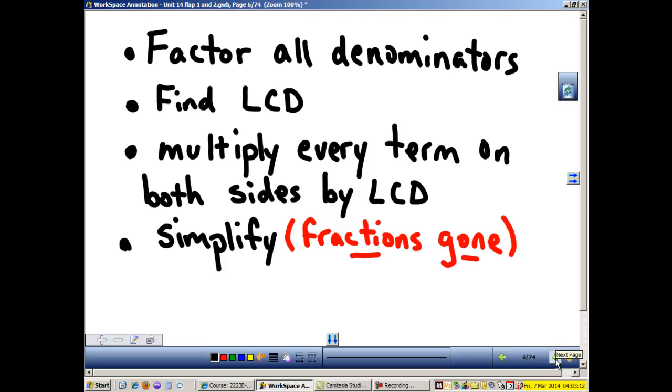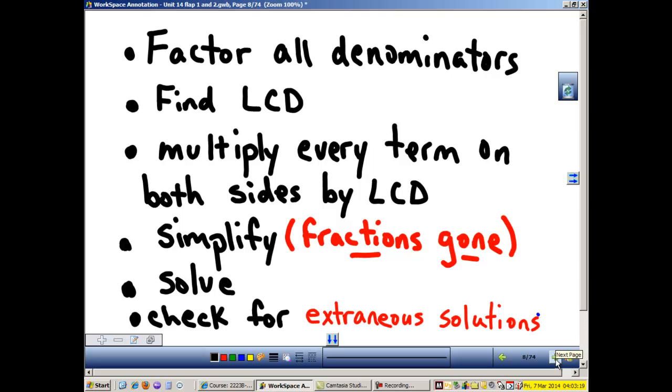Simplify to get rid of the fractions. Solve for the variable, and make sure to check for extraneous solutions. Extraneous means false solution.